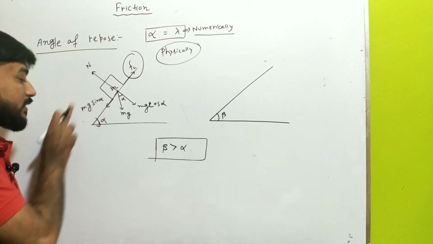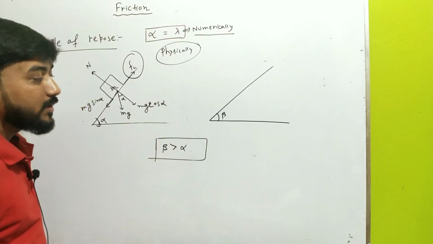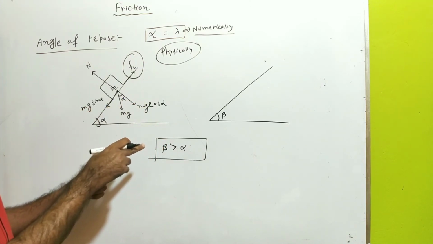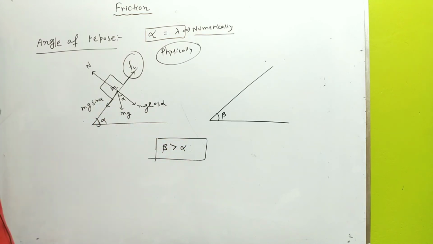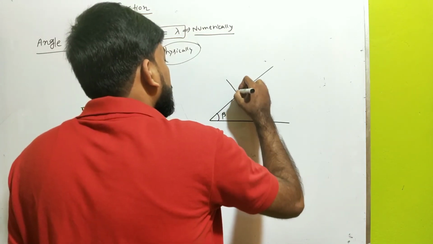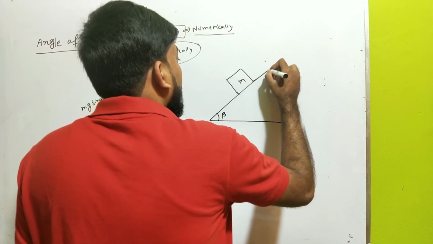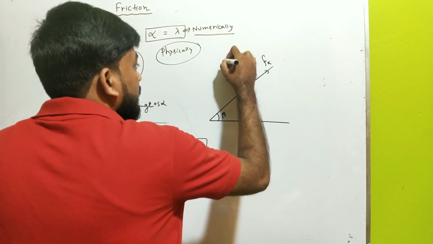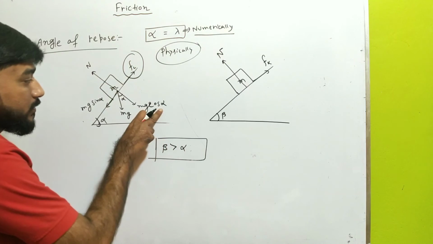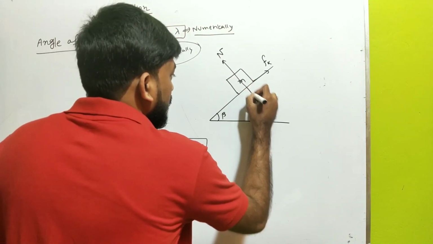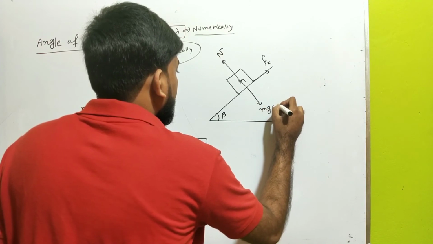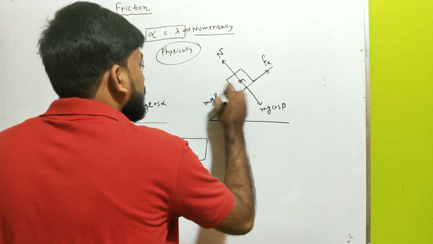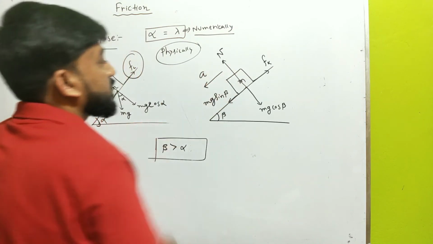And if we further increase this value, or take an inclined plane whose angle of inclination is greater than this angle of repose, then the object will be moving along the inclined plane, and the frictional force will be treated as kinetic frictional force. All other forces will be the same, only alpha will be replaced by beta. So along this direction it will be mg cos beta, and along this direction it will be mg sin beta. The acceleration will obviously be along this direction.